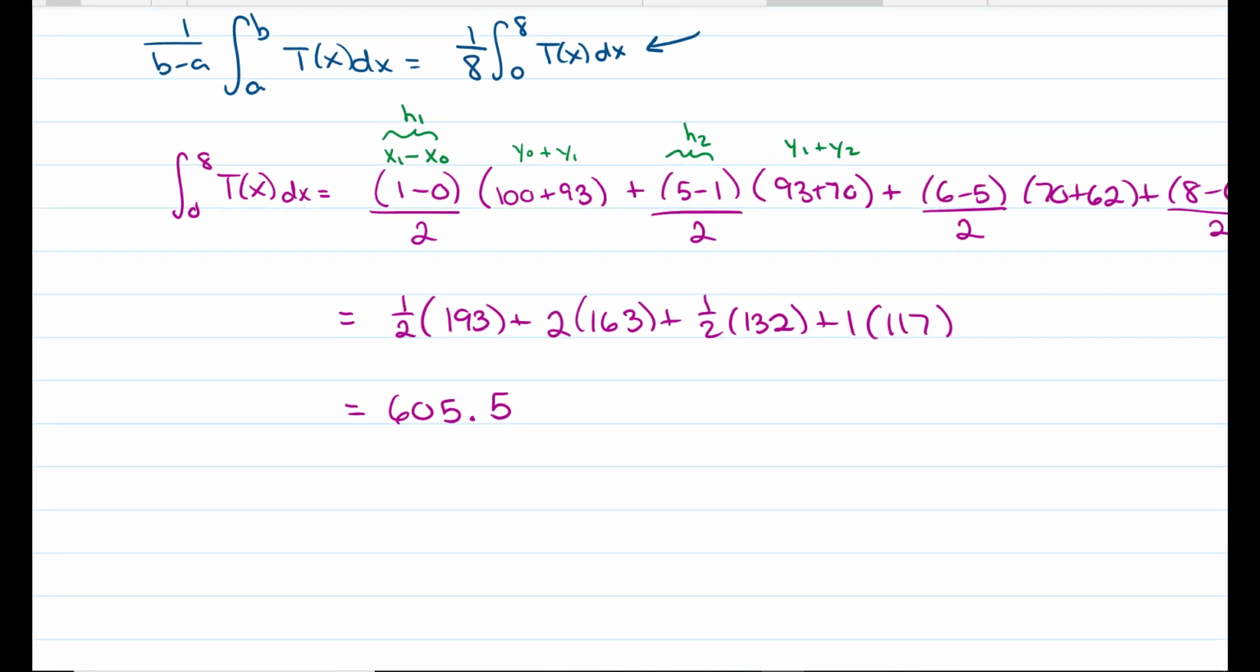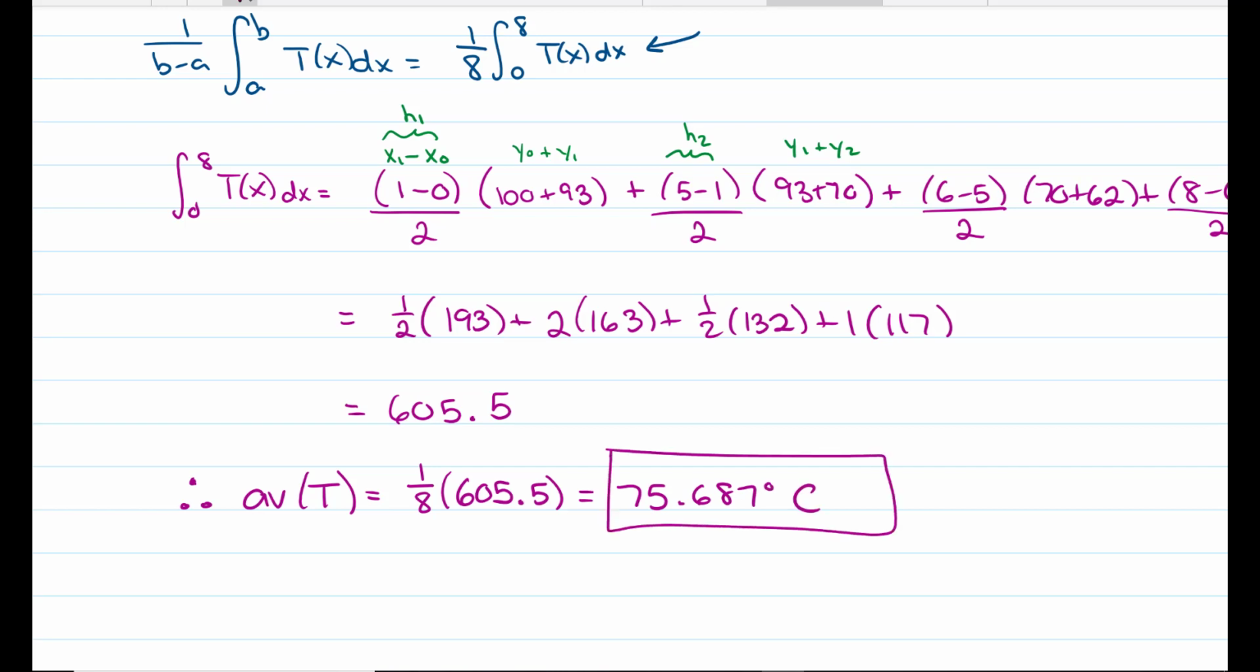So that's the area under the curve. Now keep in mind, we want to find the average value. So the average value of T is equal to 1 over b minus a, which is 1/8, times the integral, which is 605.5, which comes out to 75.687 degrees Celsius. And that's all the things you need to get a perfect score for that question on the AP test.